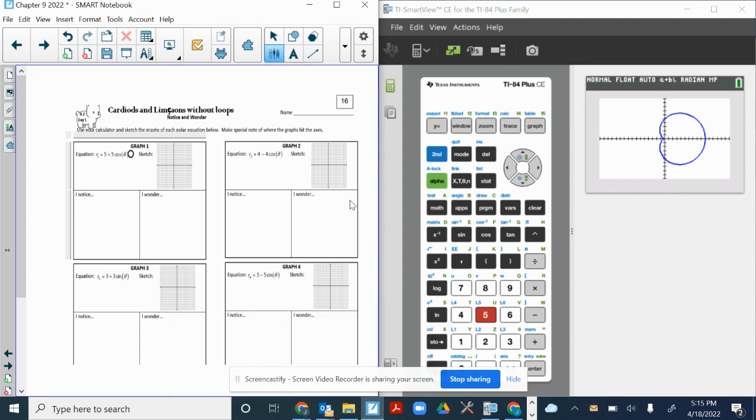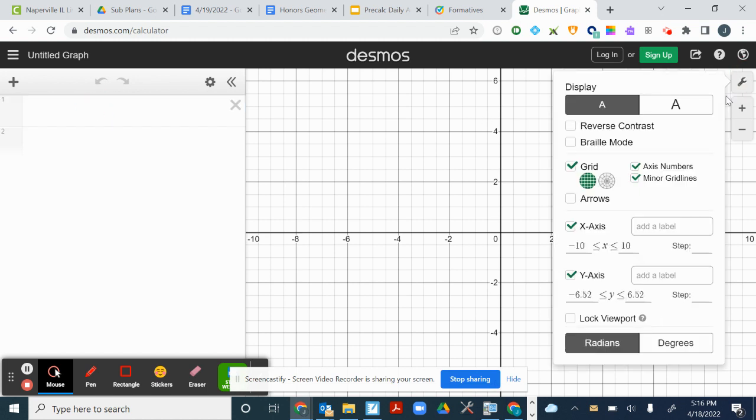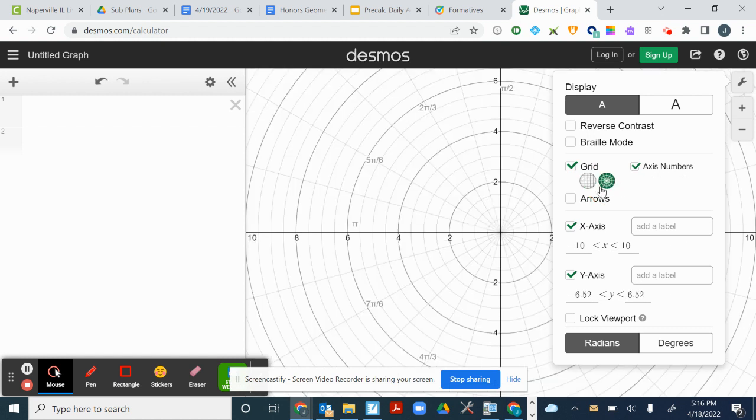Let me go to Desmos. So give me 2 seconds. So let me go on to Desmos. For Desmos, there's a couple things we want to do. You want to hit this wrench. You don't have to do this, but I think it's nice: next to grid, you can hit the one that looks like a little polar graph. And now it looks like polar.